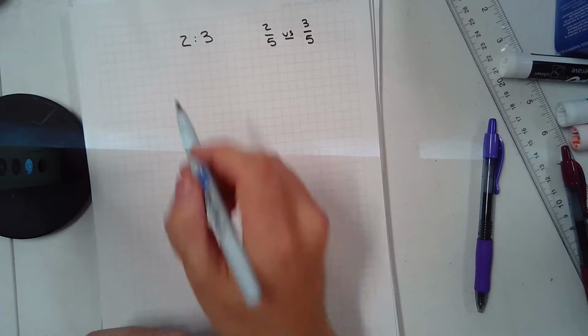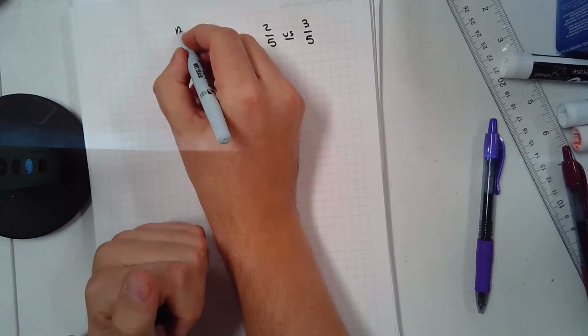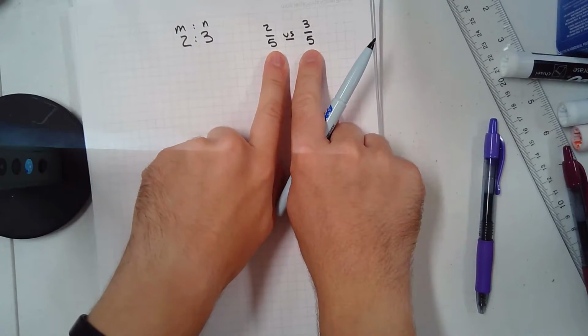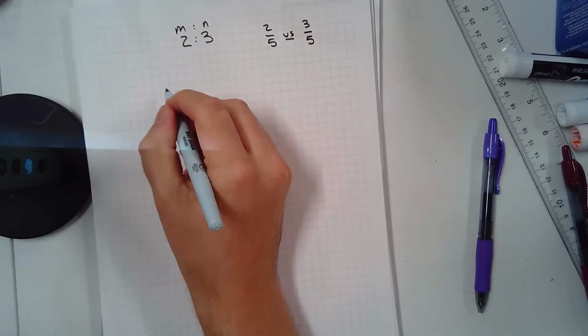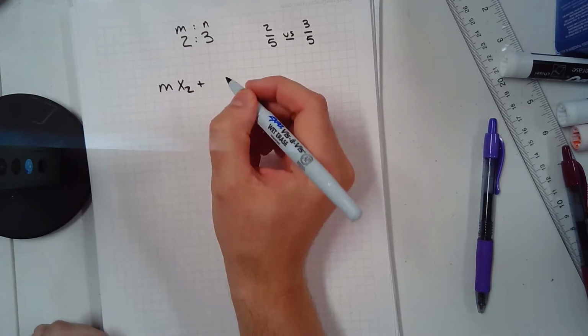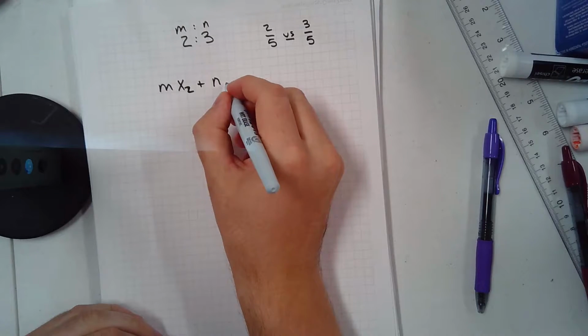All right, so 2 to 3 is our ratio, right? And why do we divide by m plus n? Remember, this is m, this is n. Because, look, we have to divide it into fifths first. And then you take 2 of them and you take 3 of them. If I write out the equation, right, we have m, x1. Actually, let's do x2 first. Do x2 first always, okay? And then n, x1.